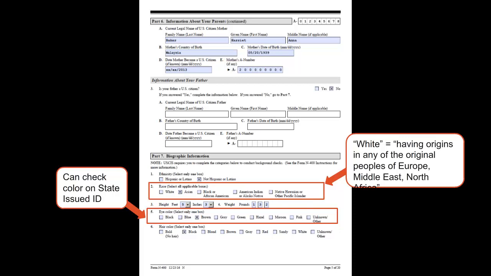For their eye color and hair color, you can check the color listed on their state-issued ID, such as their driver's license, and make sure that you reflect their natural eye color and hair color.